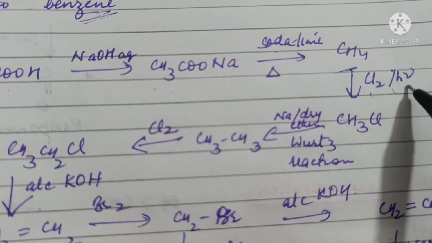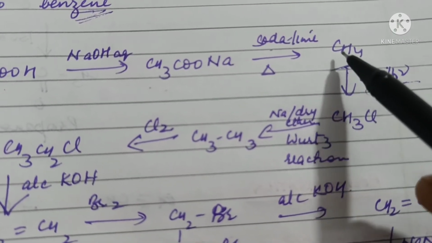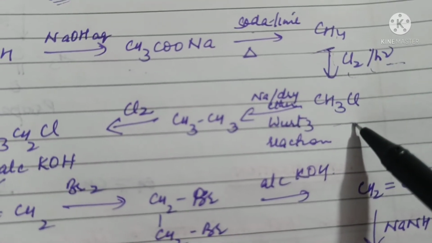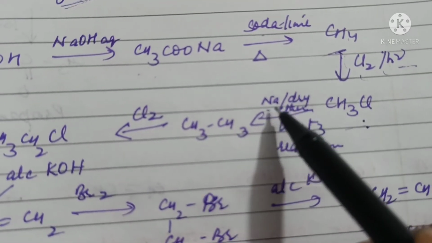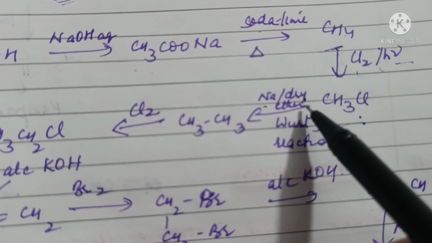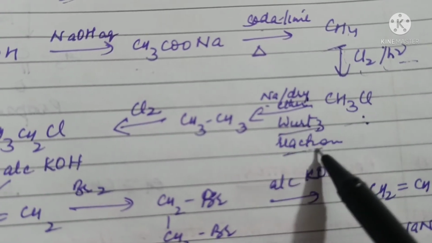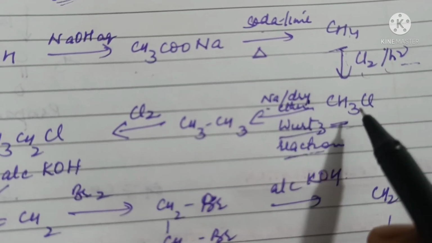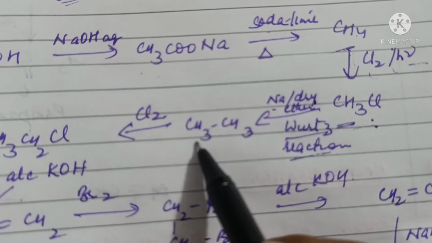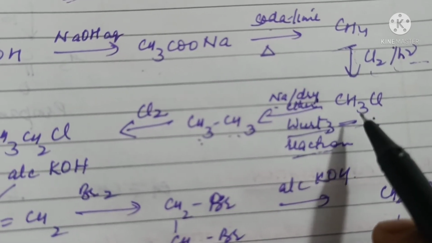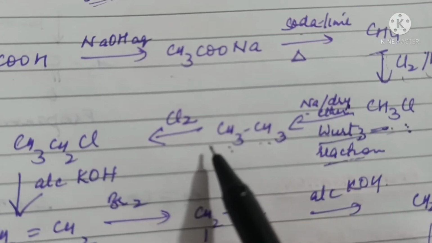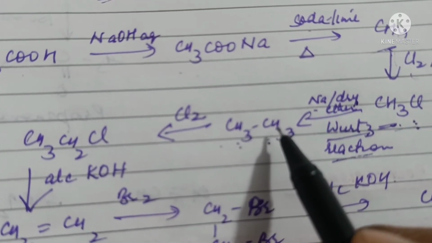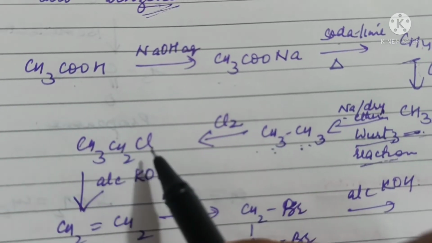When heated with chlorine in the presence of ultraviolet radiation, chlorination occurs. H is replaced by Cl to form CH3Cl. This, on heating with sodium in the presence of dry ether, undergoes Wurtz reaction to form an alkane with double the number of carbon atoms. So an alkane of 2 carbons is formed from an alkyl halide of 1 carbon. When we carry out chlorination of this alkane, we can form ethyl chloride. H is substituted by Cl.